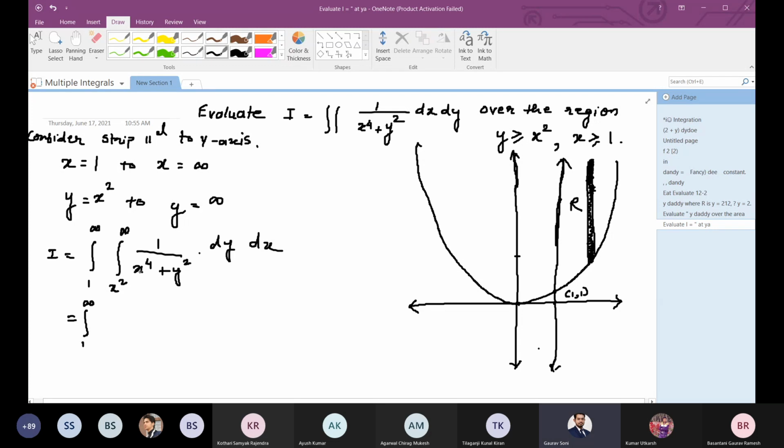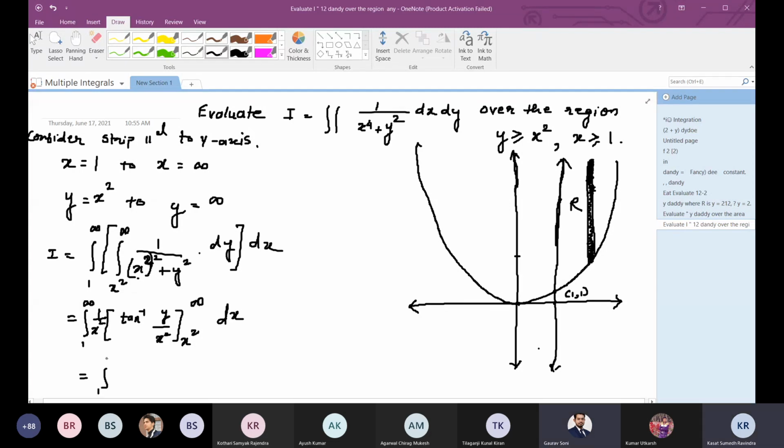What will be the integration? You are integrating with respect to y here, so x will become constant. So this can be further written as x square whole square. Right? So 1 upon y square plus x square whole square. So the answer is going to be tan inverse of. Yes, anyone? Sir, 1 upon x square tan inverse y by x square. Yes, 1 upon x square tan inverse y by x square, limit from x square to infinity.